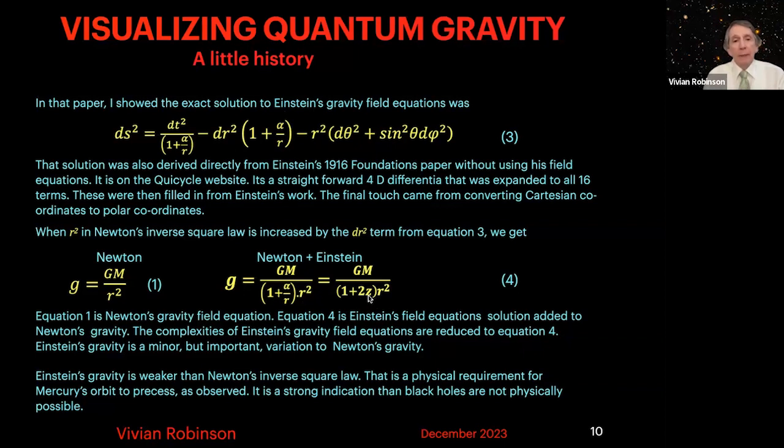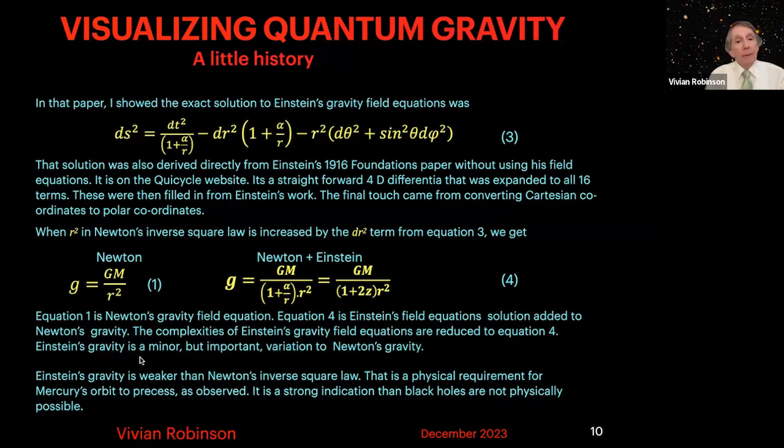Redshift z is alpha over 2r, so that changes this to GM over (1 plus 2z) times r squared. I should point out that this is combining Einstein's work with Newton's work. Equation 1 is Newton's gravity field equation. Equation 4 is Einstein's field equation solution added to Newton's gravity. The complexity of Einstein's gravity field equations is basically reduced to equation 4.